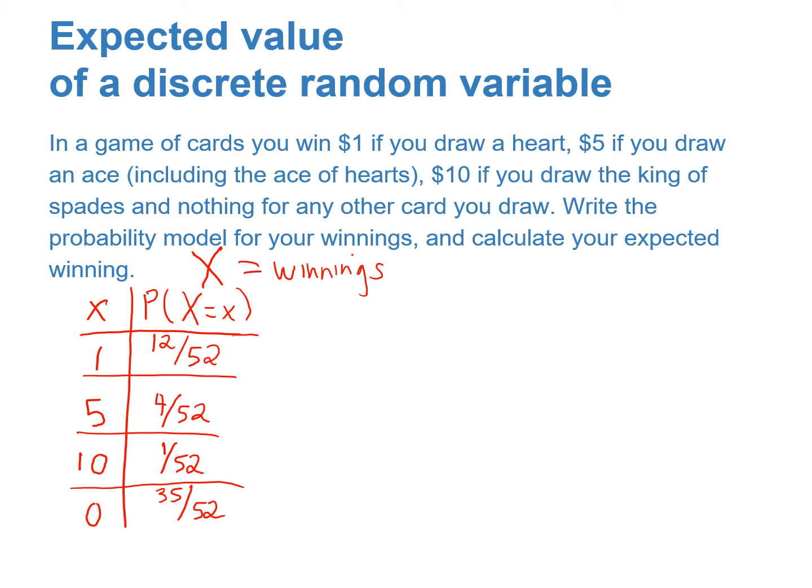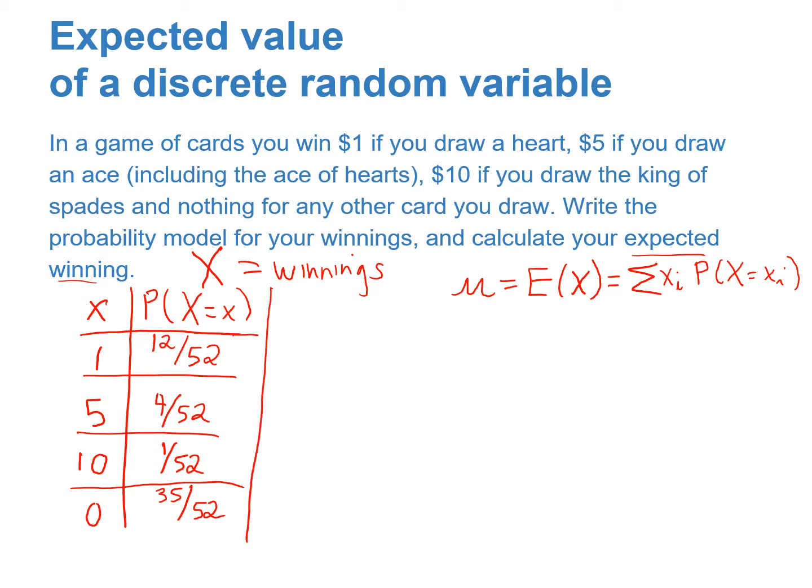So remember, when we want to calculate the expected winning, so the mean of the winnings, or the expected value, E of our random variable X, the winnings, we're going to do it by taking each of the possible values of X and multiplying by the probability that it takes on that value, and then adding them all up. So I'm going to add another column here, where I'm going to multiply x times the probability that the random variable big X takes on that value.